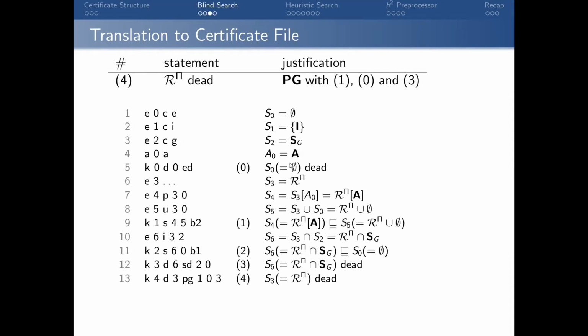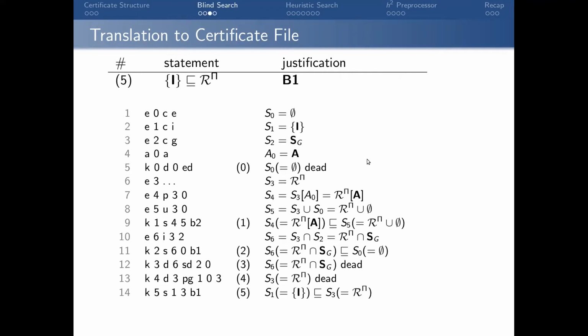Then the next statement was that the set of reachable states is dead. This we concluded with this a bit more complicated rule, progression goal. Again, you see here we just mapped the knowledge IDs one-to-one from the high-level proof to the low-level proof, and with that we can conclude that set number 3, which is our reachable states, is dead.